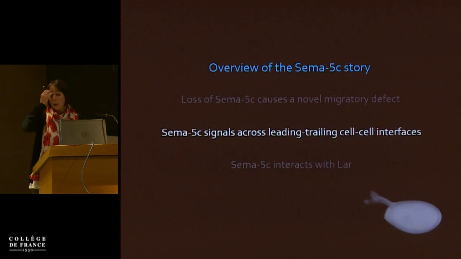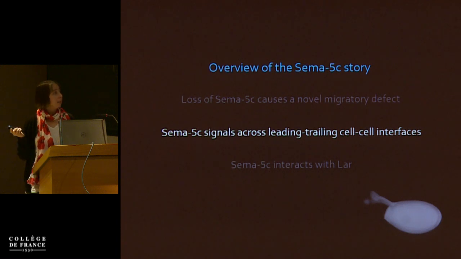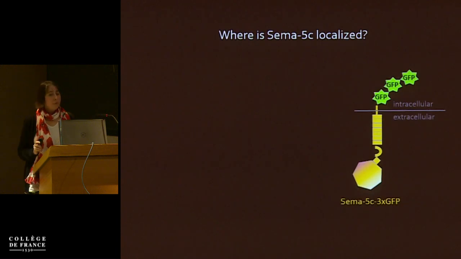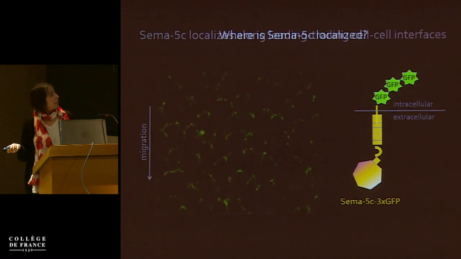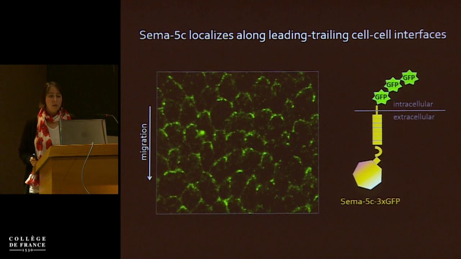Okay, so now we're going to talk a little bit about how SEMA5C signals at the cellular and molecular level. Now, the first thing that we wanted to know is where SEMA5C is localized, and so Claire used CRISPR to mark this protein with 3 copies of GFP, and we were excited to see that this protein also localizes along leading trailing cell-cell interfaces, just like I showed you for FAT2 and LAR. And in fact, this is localizing to the leading edge of each migrating cell.